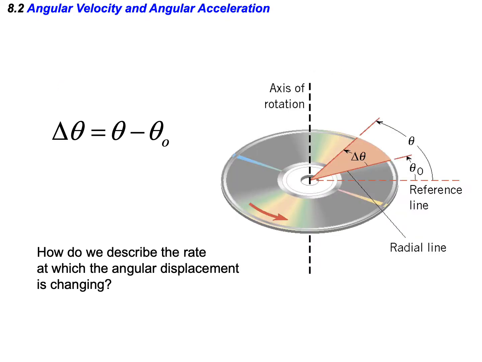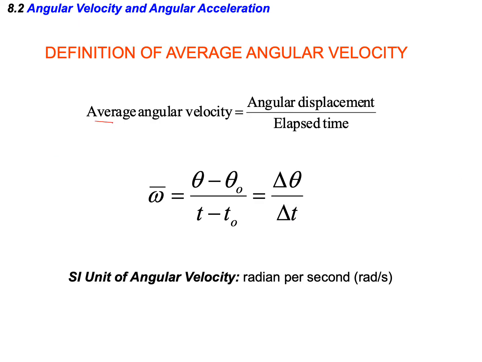Okay, now we're going to talk about angular velocity and angular acceleration, just like linear velocity and linear acceleration. We already talked about the displacement. Angular displacement is equal to final angle minus initial angle. Okay, so for average angular velocity, we use omega, which is equal to angular displacement divided by the time change. So delta theta divided by delta t.